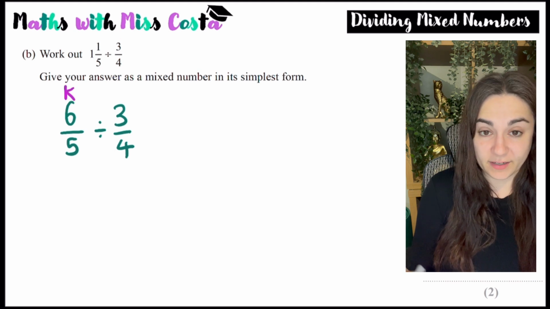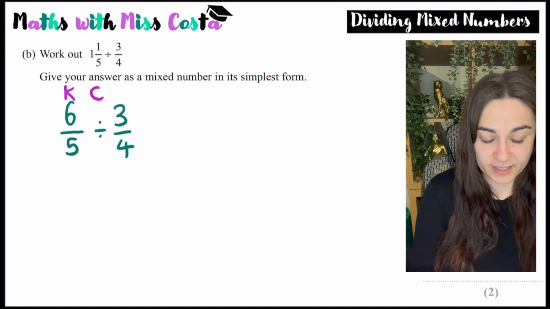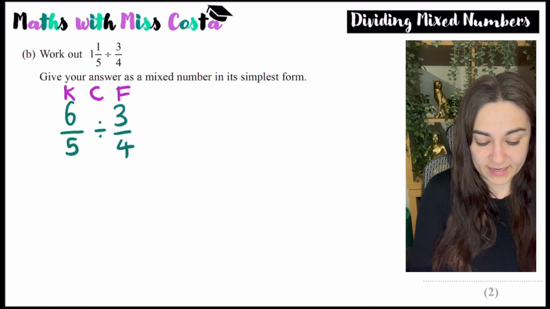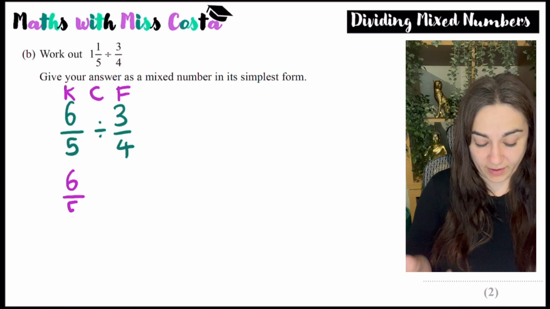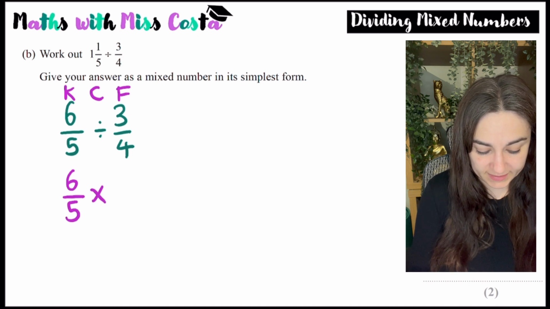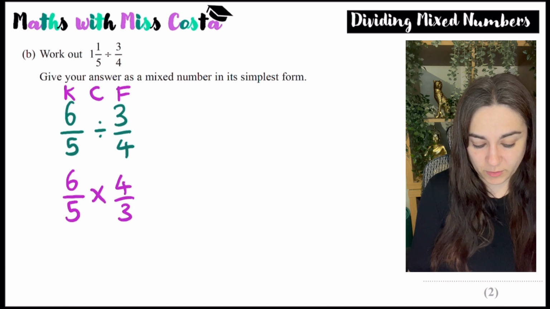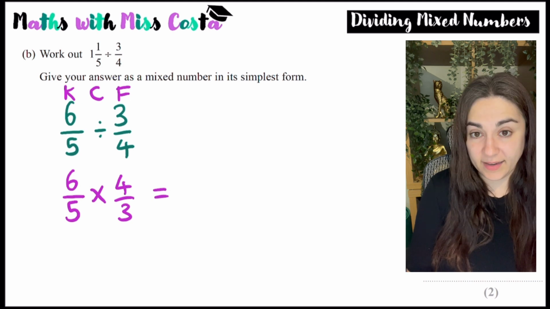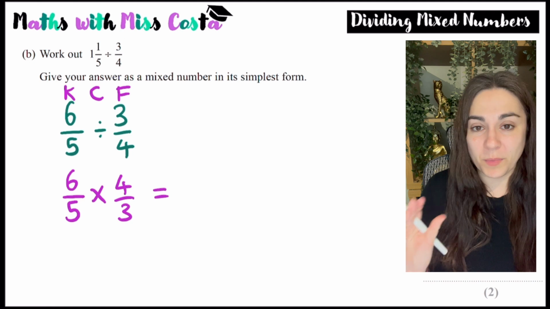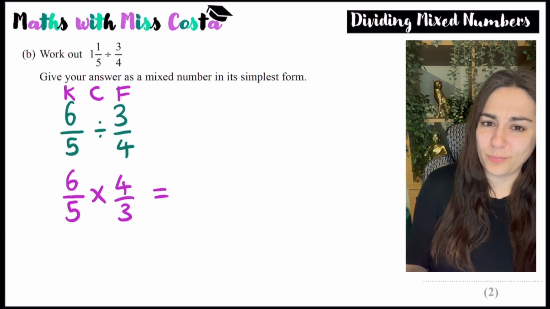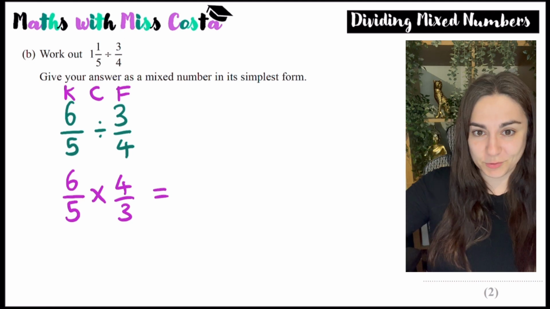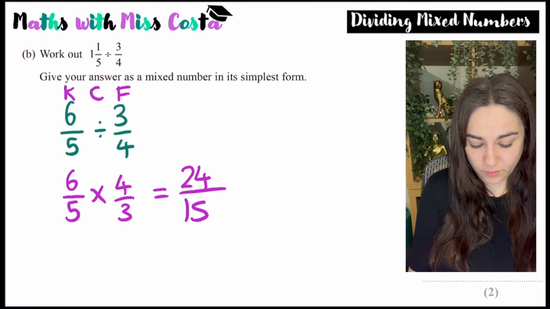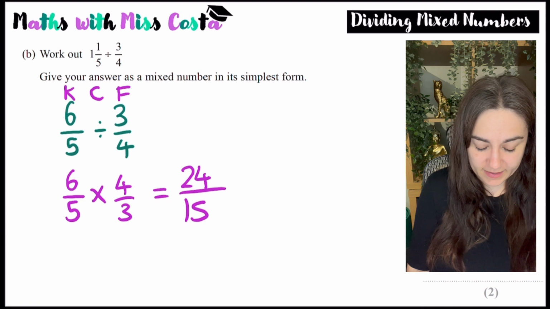Now, when we're dividing fractions, we keep the first fraction as it is, we change the sign to a multiplication, and we flip the last fraction around. So we keep this as 6/5, we change this to a multiplication, and we flip the other fraction over. And then we just multiply. Multiplying is possibly the easiest part of fractions. You just multiply the numerators and you multiply the denominators. So 6 times 4 is 24 and 5 times 3 is 15.